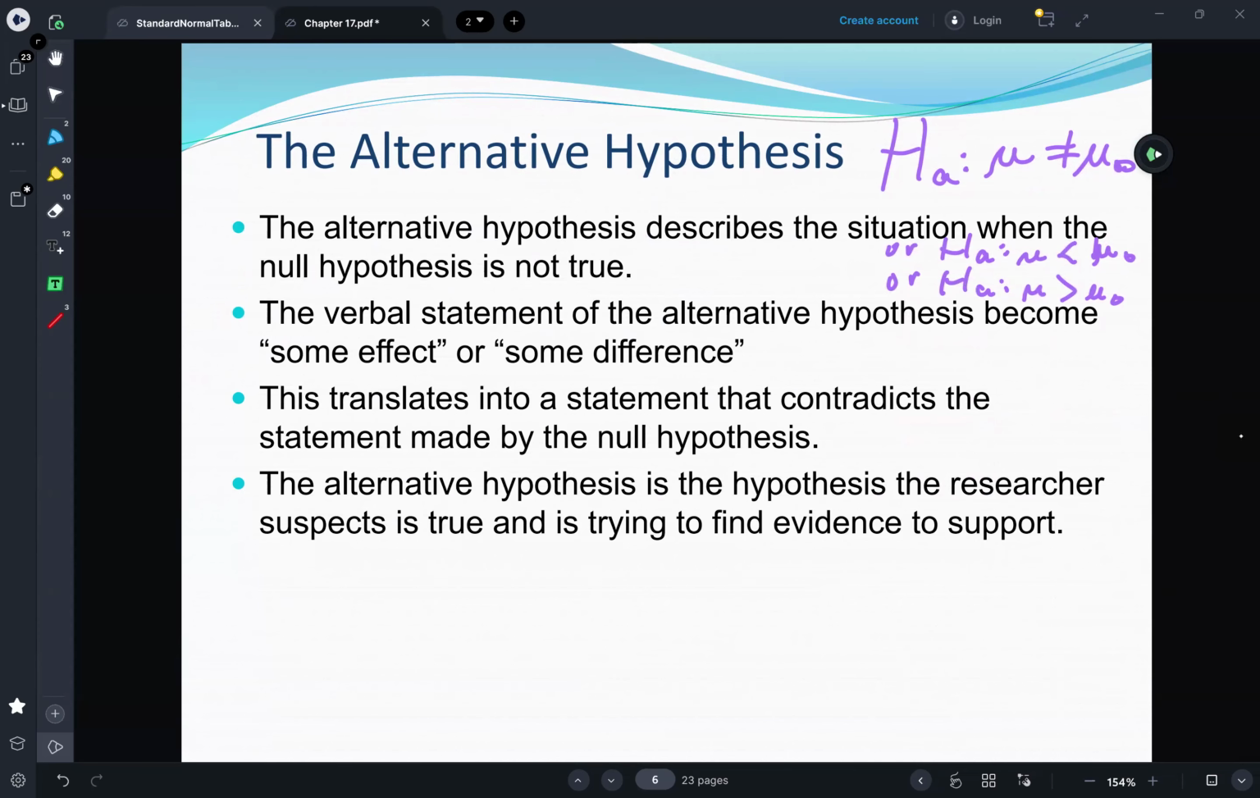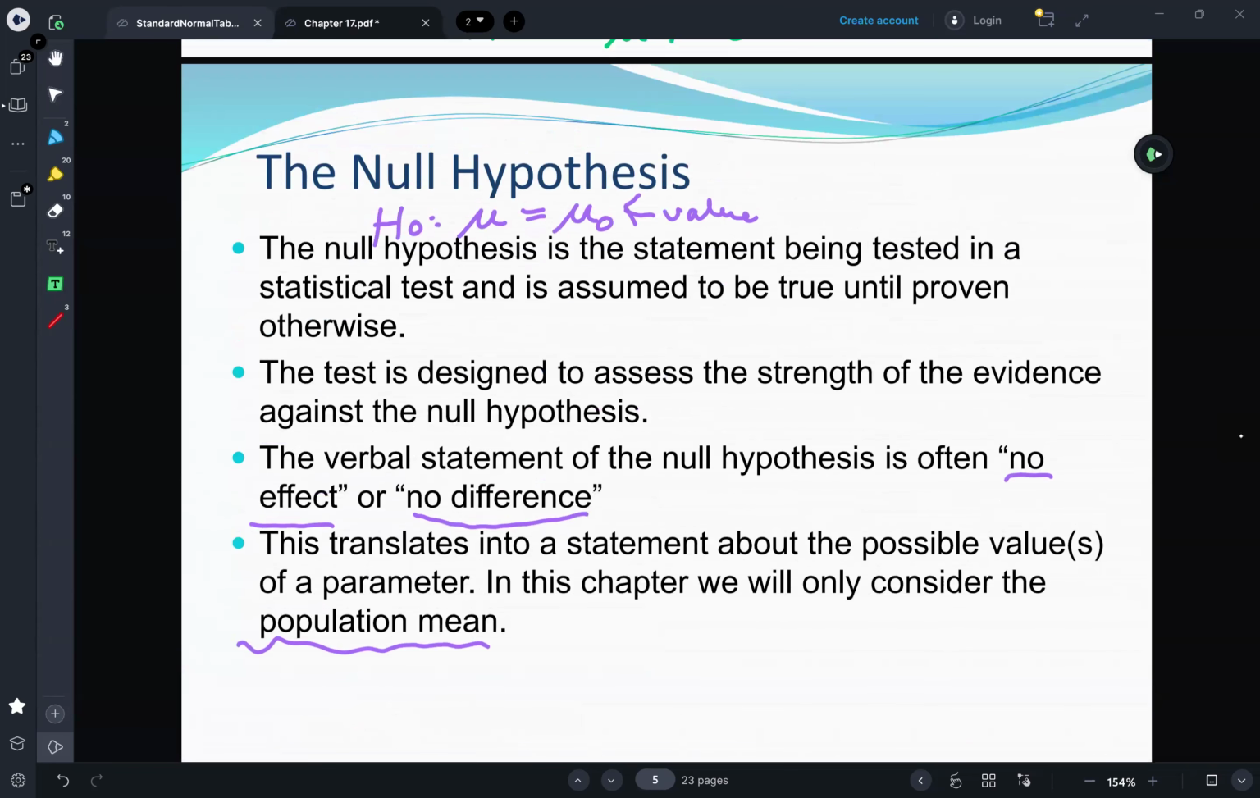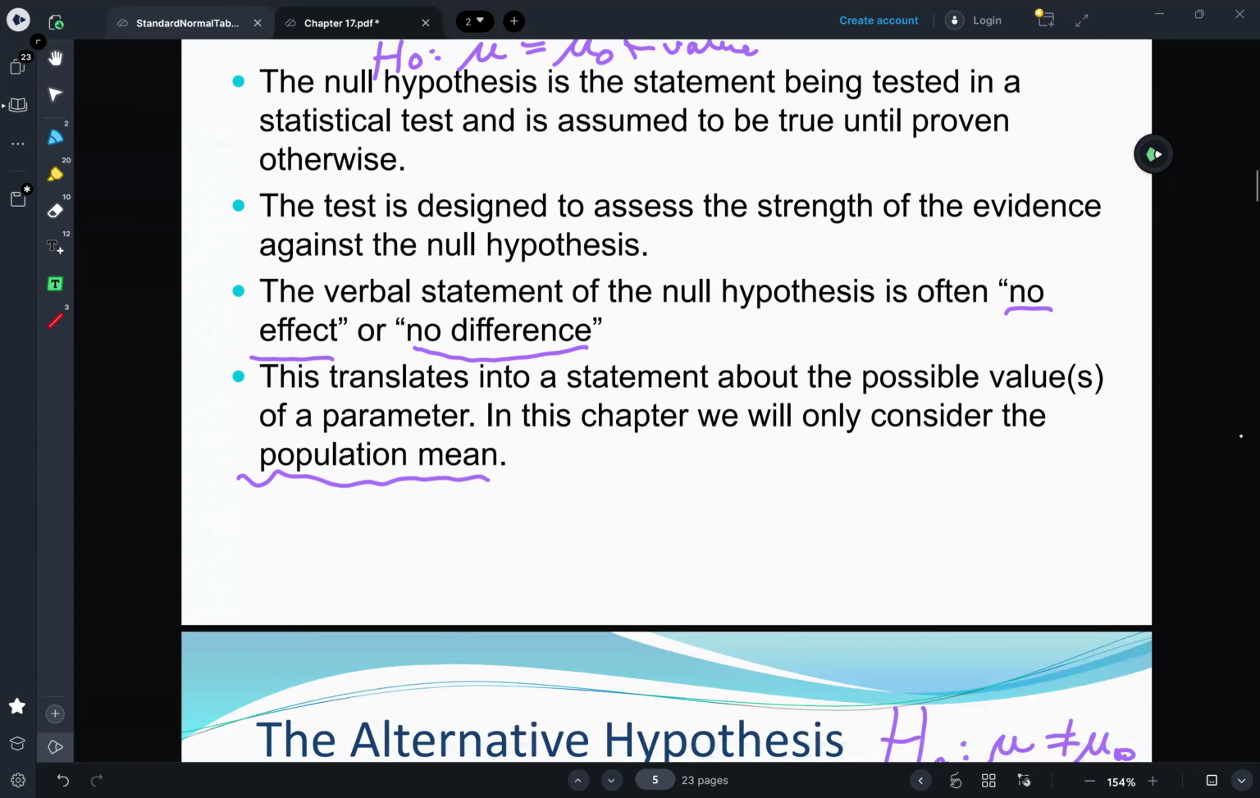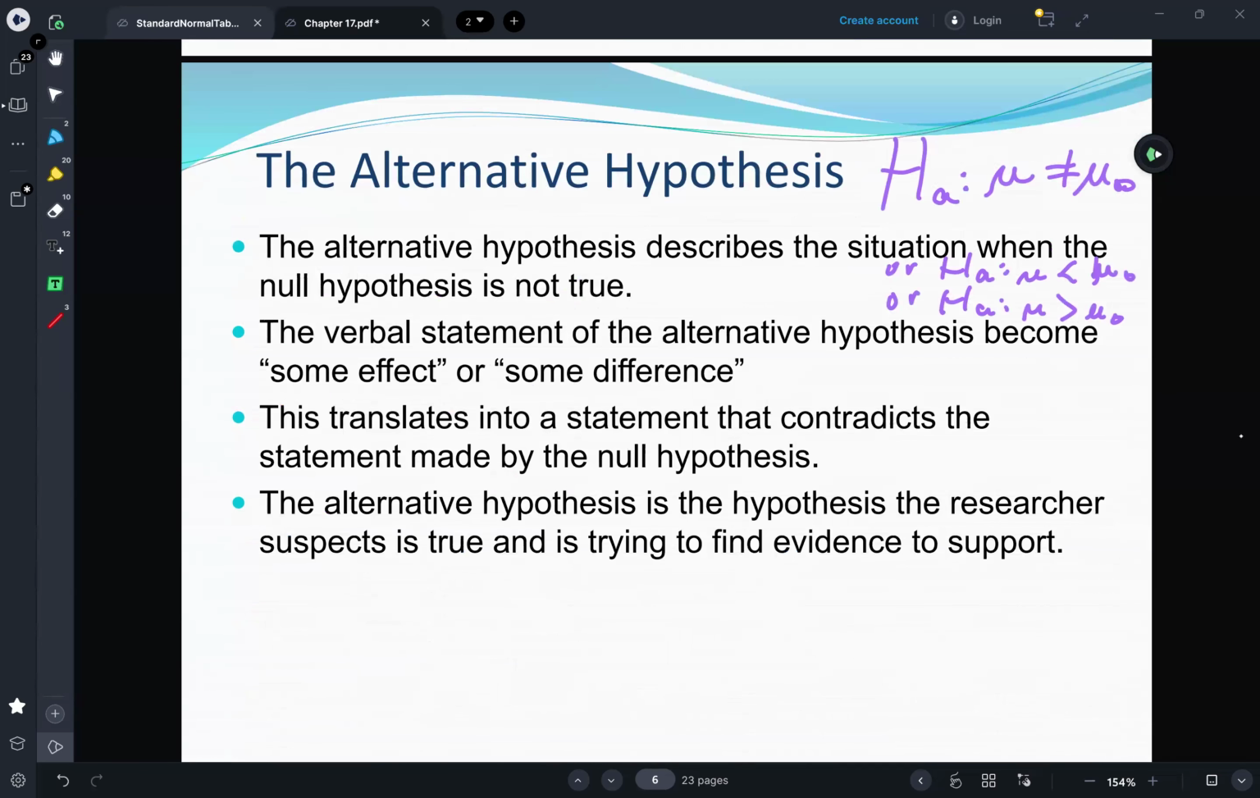Notice that the null hypothesis is always equal, if you can remember this. So if a question says, what is the null hypothesis? Select the option that is equal. The null hypothesis is a claim that is thought to be true, so it has to be equals. And the alternative hypothesis is the opposite of that in one of three ways: does not equal, less than, or greater than that hypothesized value.